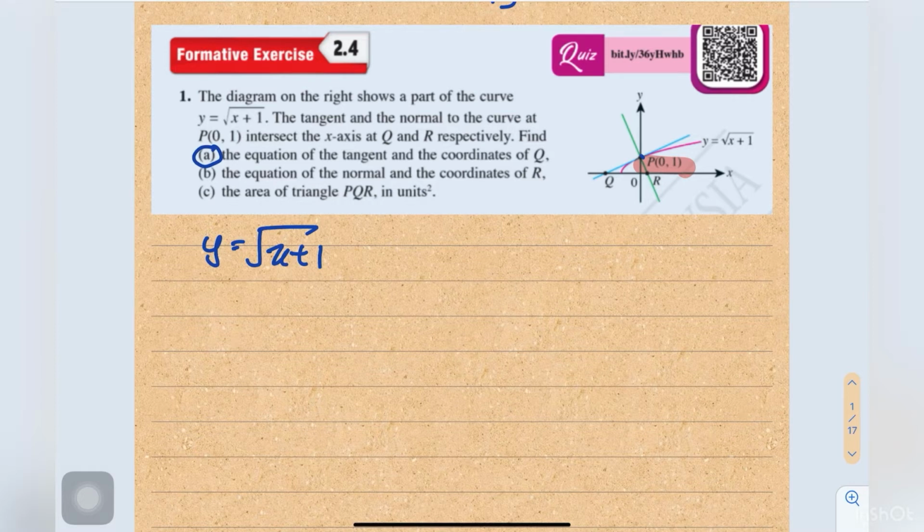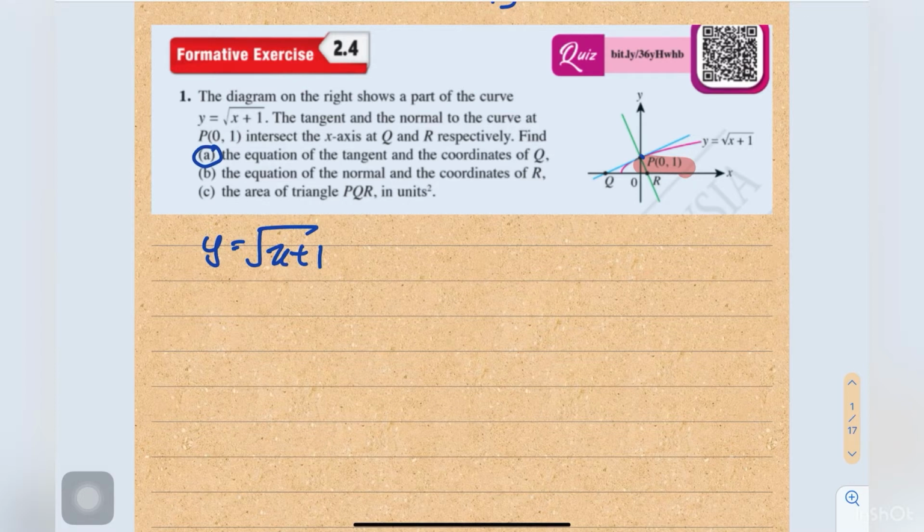Okay, to solve this question, first of all, you have to analyze the diagram. From the diagram you can see the pink line is a curve, the blue straight line is a tangent, and the green straight line is a normal at point P. So for part a, we are going to find the equation of the tangent. The equation of a tangent is a straight line, so y equals mx plus c.